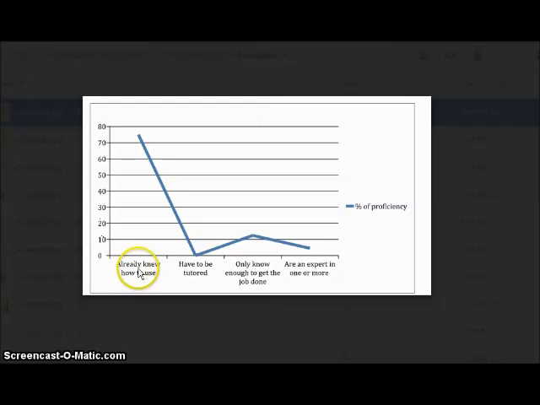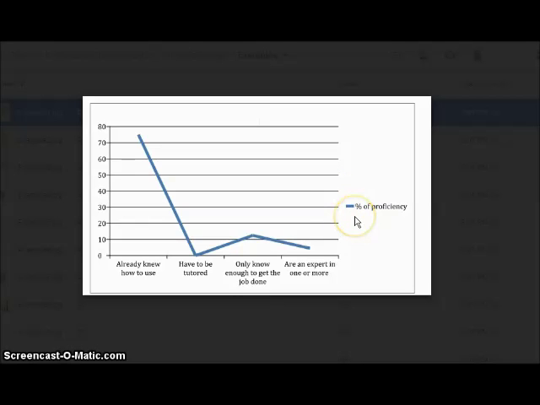Again, this is not labeled. This percent already knew how to use something. I'm not sure what this person is. There's no title for this chart either, which is another issue. So this percentage already knew how to use. This percentage looks like 0, had to be tutored. Only know enough to get the job done. Are an expert in more or one of something. Again, we don't know more or one of what.